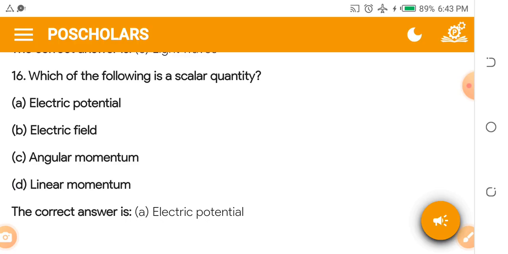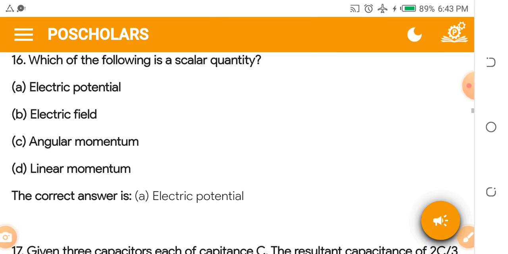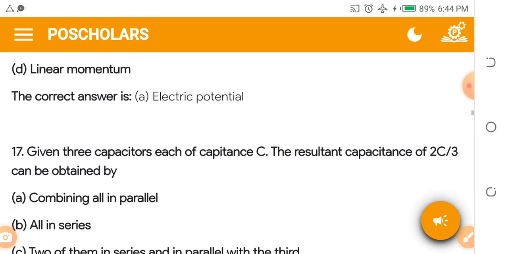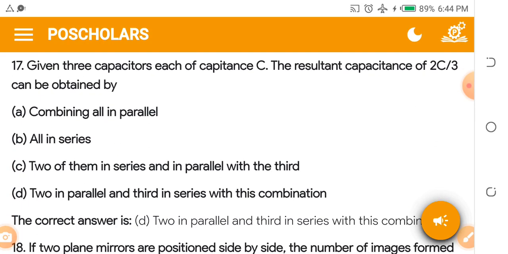The reason I'm asking you is because I know the likelihood of those things coming out. And when you now meet them in the exam, it will occur to you, I answered it to my uncle on the YouTube channel, and it will be easy for you to answer. Which of the following is a scalar quantity? A, electric potential. B, electric field. C, angular momentum. D, linear momentum. The answer for scalar quantity is electric potential. Okay?